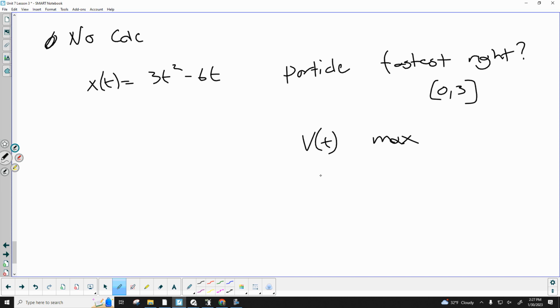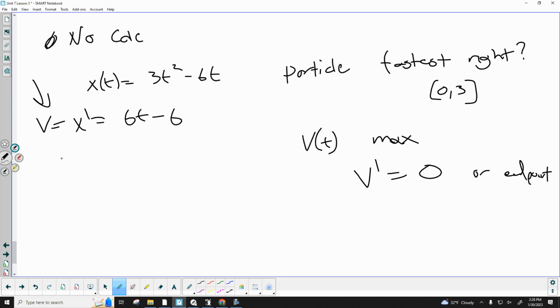You need to figure out when its derivative is 0 or an endpoint. A lot of people in this question would take the derivative and set it equal to 0. But no, skip this. I need to figure out when this is a max. I need to take its derivative, set it equal to 0. Well, its derivative is 6. I can't set it equal to 0. Oh, what is that telling you?